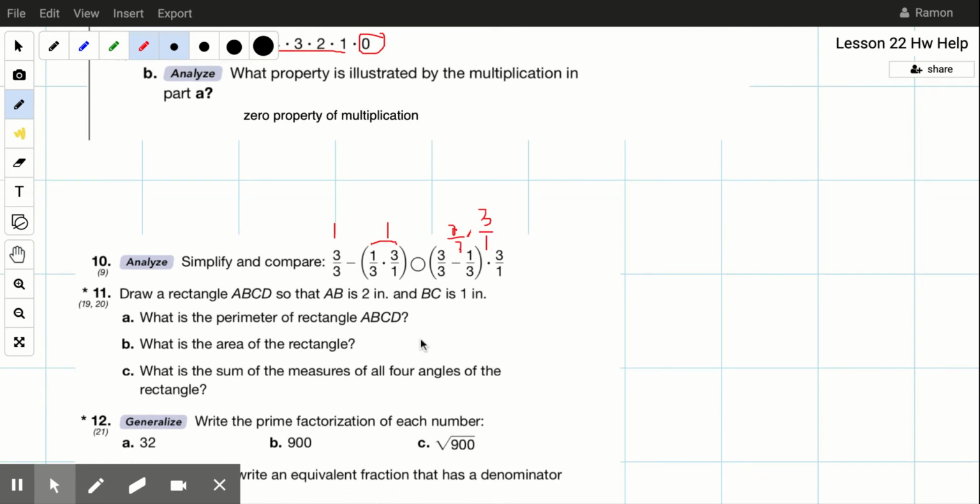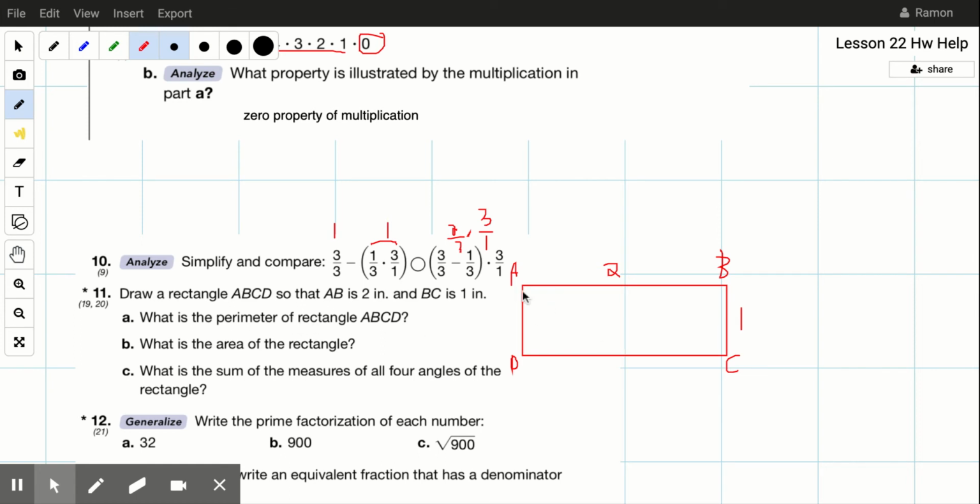Draw a rectangle ABCD. So if you have a ruler, great. If not, just draw the rectangle so that AB is 2 inches. That means the long side is 2 inches and the short side is 1 inch. And then we can label the units. This is 2 inches. This is 1 inch.